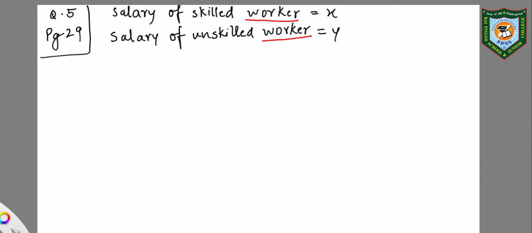So that means the ratio of salary is 5:3 and the total salary of one day of both of them is 720. That means it is given that X, salary of one skilled worker, plus salary of one unskilled worker, this total value comes as 720. This is my equation number 1. But we have another ratio. My other ratio is that X by Y is equal to 5/3.